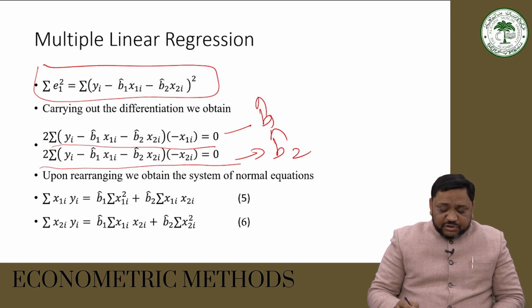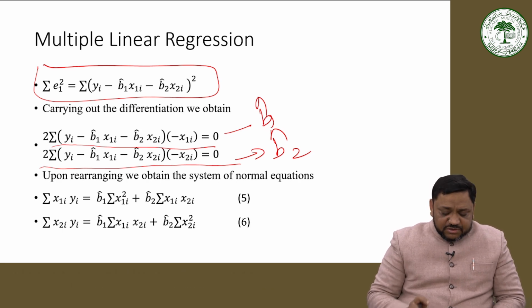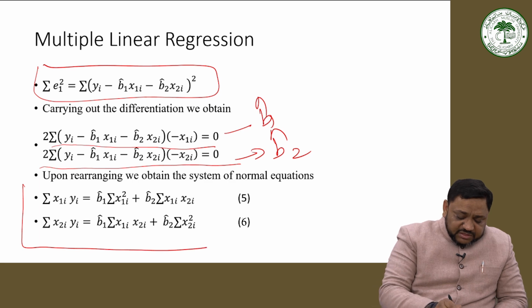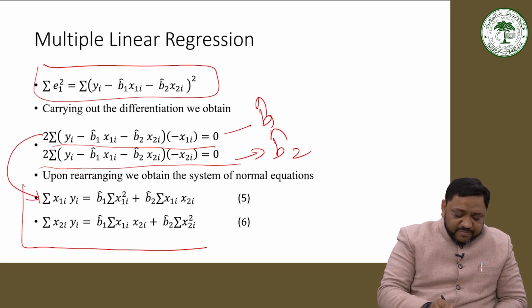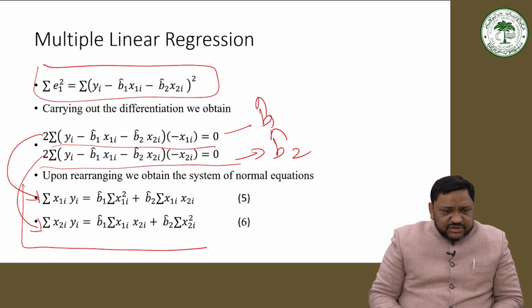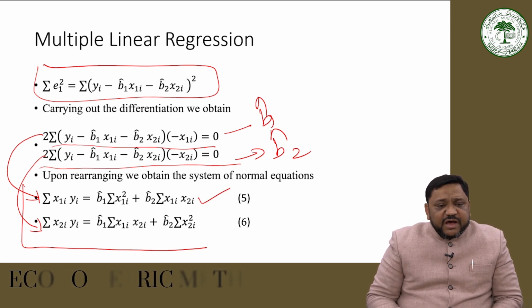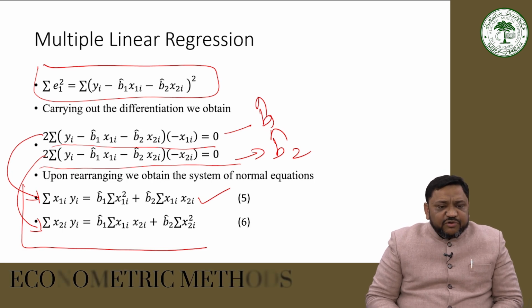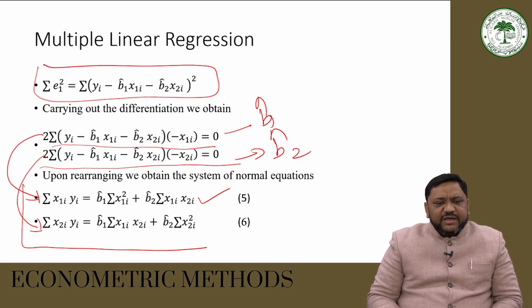When we open up the brackets, this equation can be written in this format and that equation can be written in this format. The first equation is summation x1i yi, all in small terms, is equal to b1 hat summation x1 square plus b2 hat summation x1i x2i, and the next one is summation x2i yi is equal to b1 hat summation x1i x2i plus b2 hat summation x2 square.